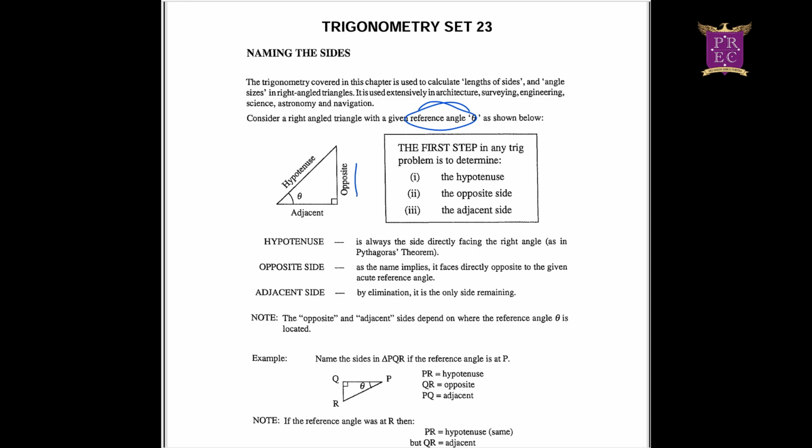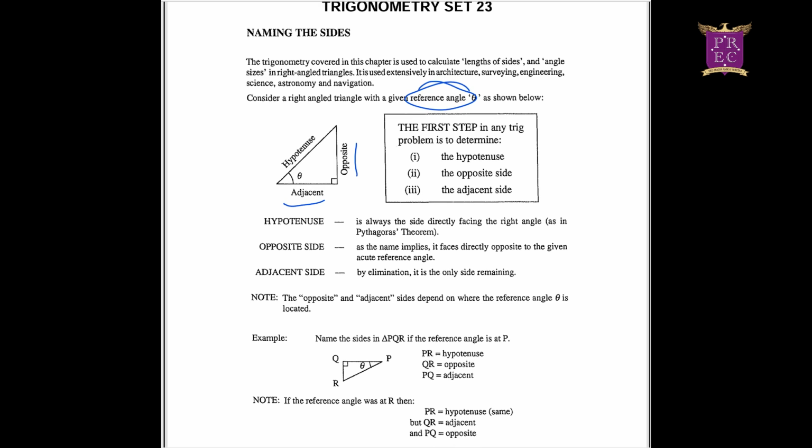Okay, that's the side directly opposite to the reference angle, and the side that's left is adjacent. So the adjacent side has both the reference angle and the right angle. Okay, so over here we've got the right angle over here and the reference angle over here. Okay, and that's the adjacent side. You'll need to remember how to identify the sides of the right angle triangle, because when we're doing questions, you'll be given unknown lengths and unknown angles, and you'll be asked to figure out what the sides are and figure out what the unknown angle is. Okay, so that's why you need to know what these sides are.